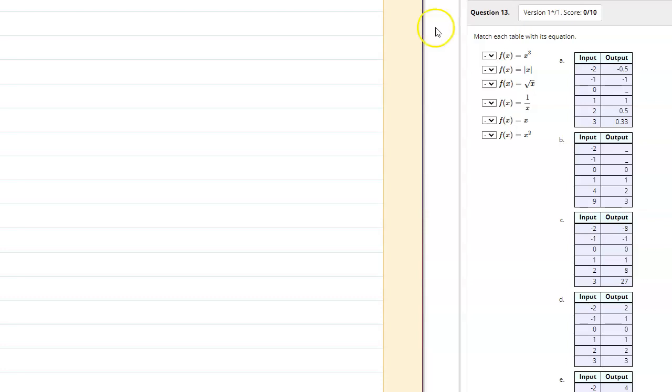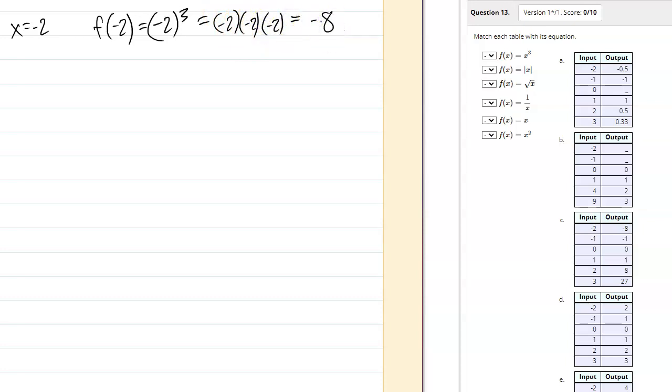Notice in A right here, we have an input of -2. That means x equals -2. So we have x equals -2. And let's just start plugging them into the function. So the first function is f of -2 equals -2 cubed. And so that means -2 times -2 times -2. And that's equal to -8.